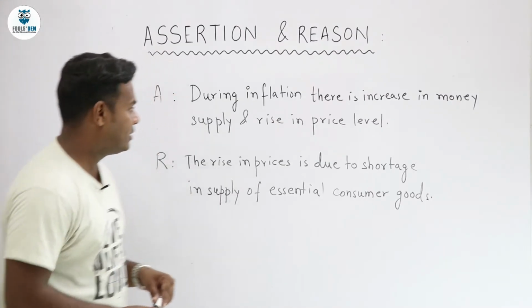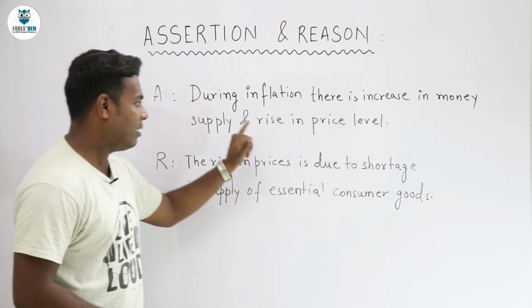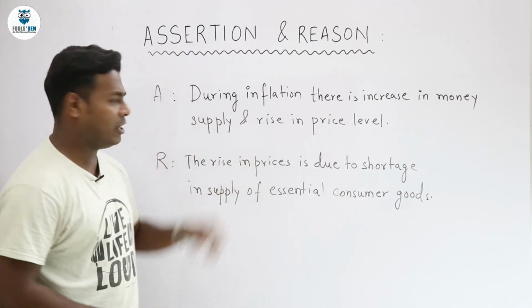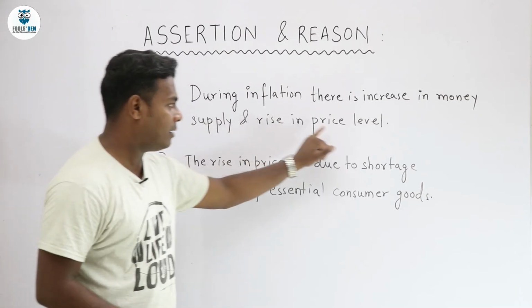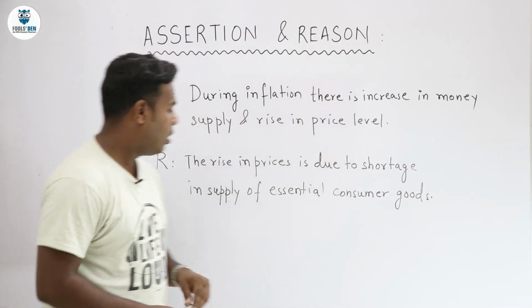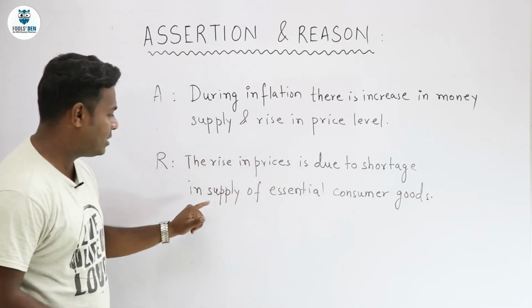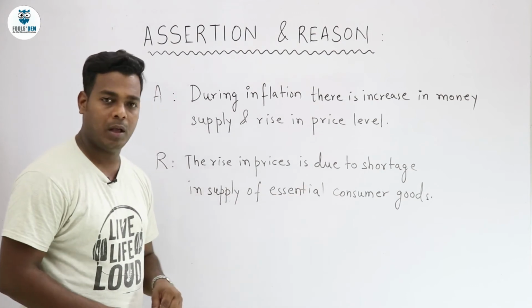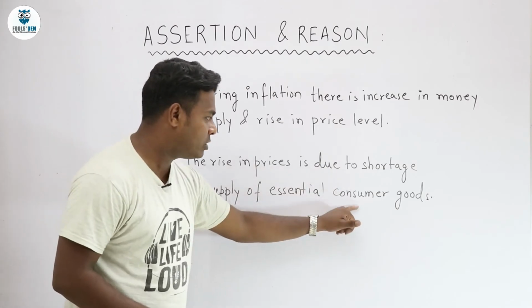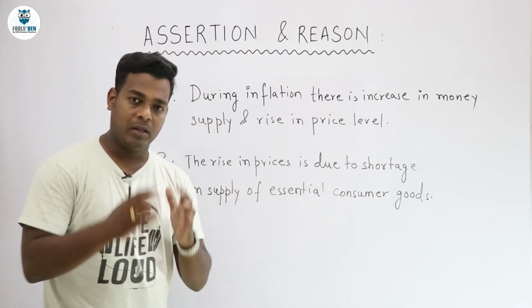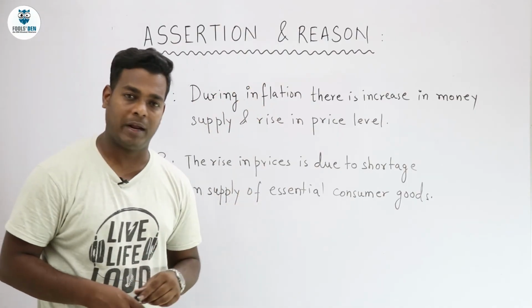Let's go to the next question. The assertion says, during inflation, there is an increase in money supply and a rise in the price level. Now, what is inflation? Inflation is a general increase in prices, right? So inflation and rise in price level, this statement is true. Going to the next statement, that is the reason. The rise in prices is due to a shortage in supply of essential consumer goods. This statement is also true because obviously if there is a shortage of goods, the prices would go up. Because there is a shortage of goods, demand remains the same, so obviously the prices would go up, right?